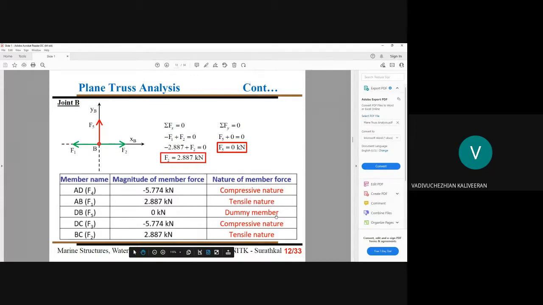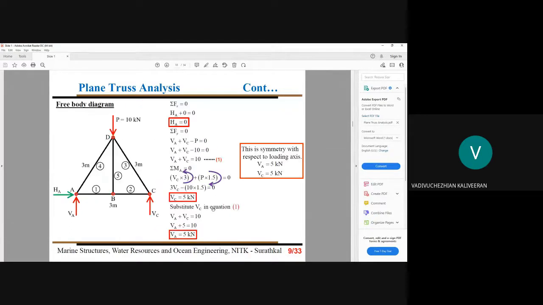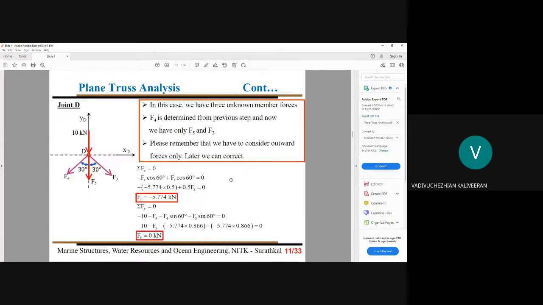Please note, this is a very simple problem. When you understand this problem, you can solve any number of problems under the method of joints. So instead of taking one big problem, we take one simple problem. When you consider a very simple problem, we can easily identify and easily check our hand calculations. That's why I took this problem, and we have identified these member forces.